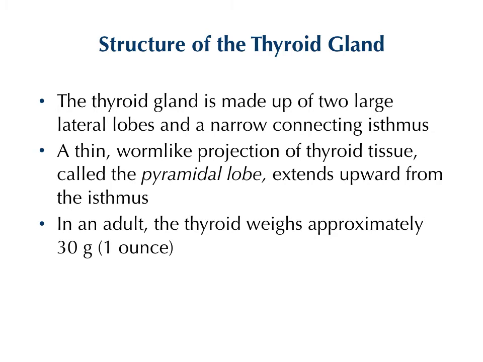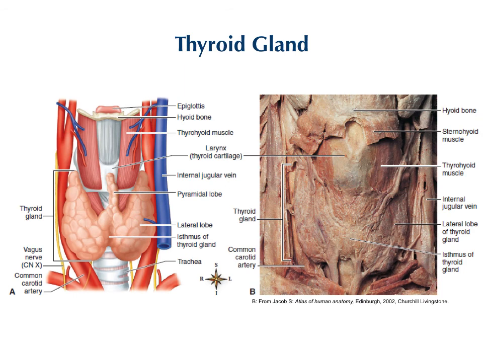It's made up of two large lateral lobes connected by a narrow isthmus, which you'll see on the next slide. And it has a worm-like projection of thyroid tissue called the pyramidal lobe that extends upward from the isthmus. In an adult, it weighs about 30 grams, and we talk about it as the butterfly in the neck. It's the butterfly-shaped organ. So let's look at that thyroid gland.